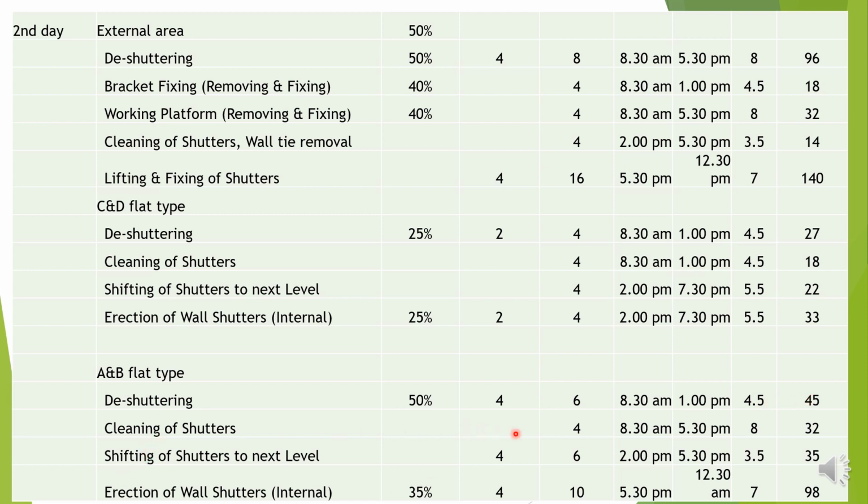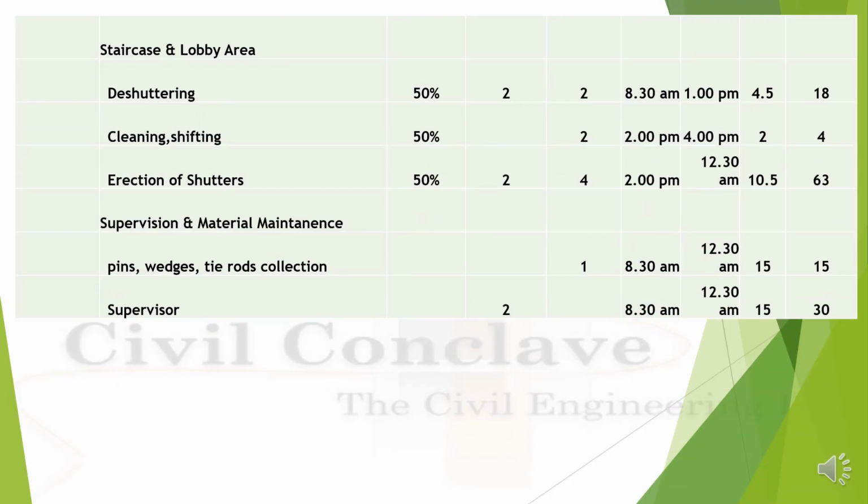4 carpenters and 6 helpers, 4.5 hours, that is 45 hours. Cleaning of shutters, 4 helpers, 8 hours, that is 32 hours. Shifting of shutters to the next level, 4 carpenters, 6 helpers, 3.5, 35 hours. Erection of wall shutters 35 percentage, 4 carpenters, 10 helpers, 7 hours, that is 98 hours.